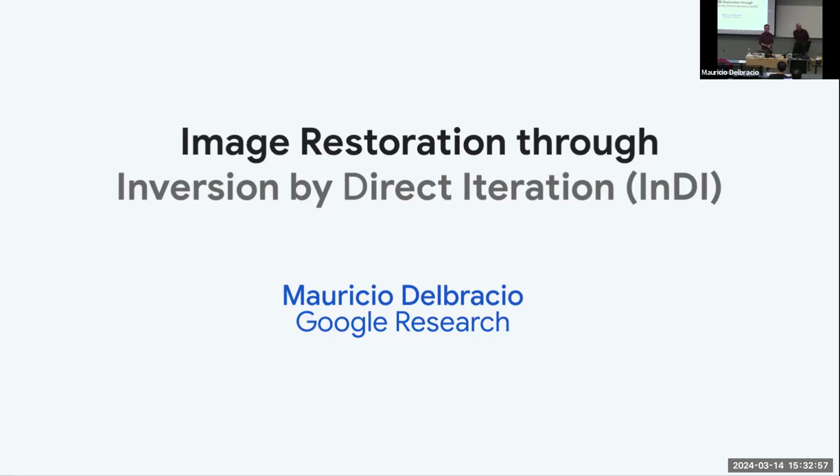Mauricio did a lot of interesting work in the intersection of image processing, inverse problems, machine learning, signal processing, etc. And recently, he's a key contributor to Unblur, a key feature in the Google Pixel camera for image deblurring. And in 2016, he won the Early Career Prize in the imaging activity group for his contribution to image processing. So today he will talk about image restoration through inversion by direct iteration. So with that, the room is yours.